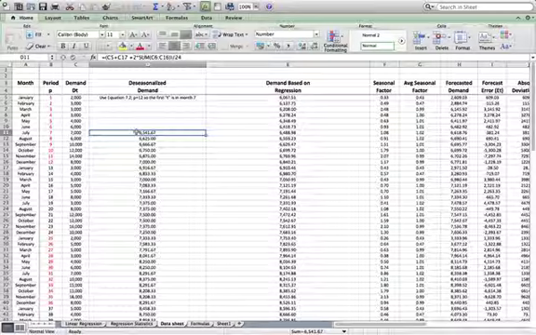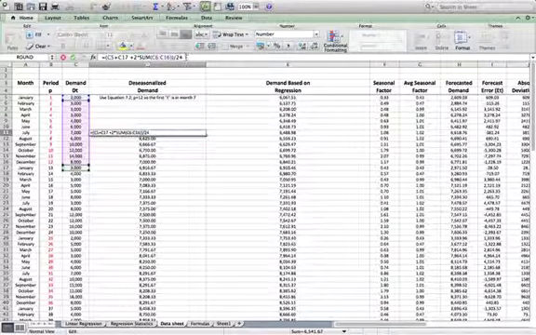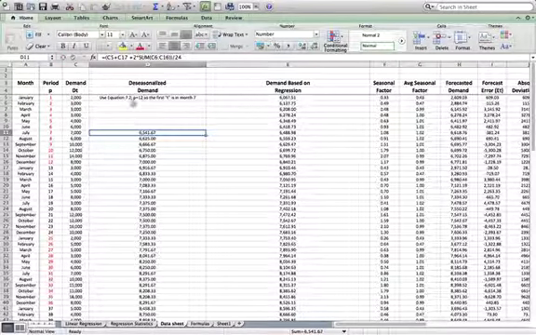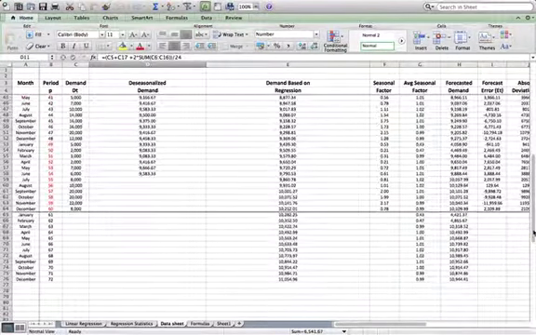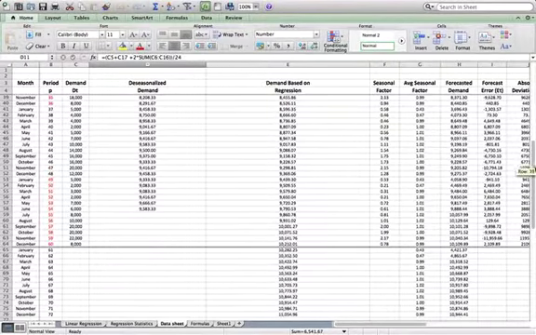Okay, so the first thing I did is the seasonalized demand. I just followed the formula that you provided, starting in period 7 and leaving 6 empty spaces on the top, and then also scrolling down and leaving the 6 empty spaces at the bottom.